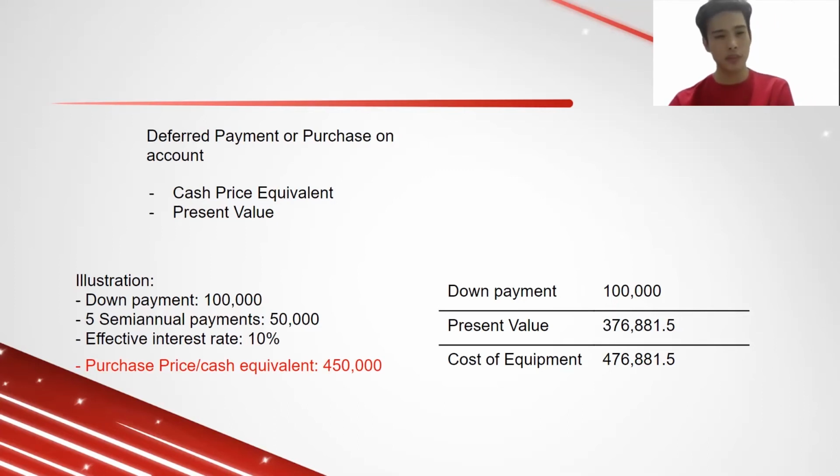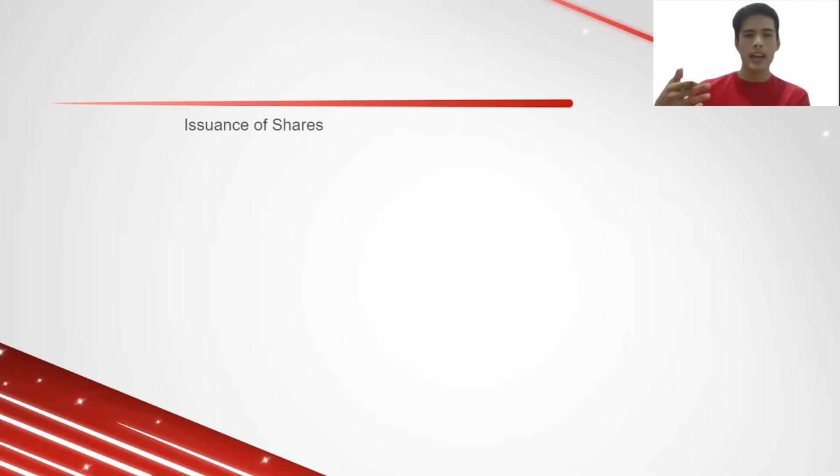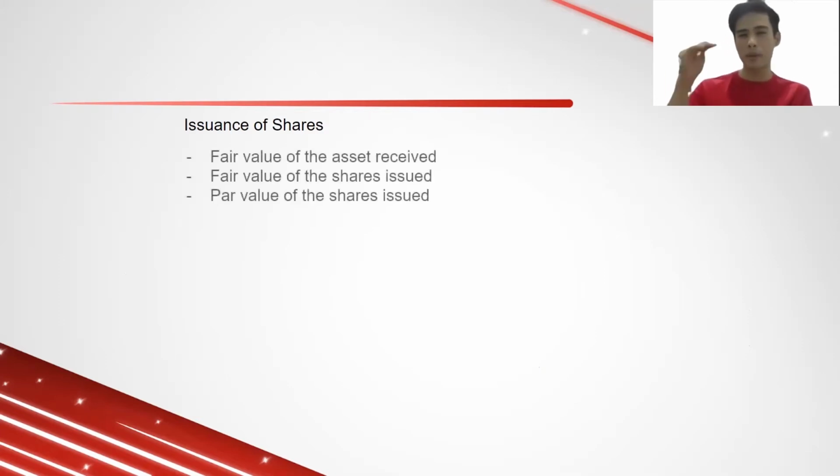Now, the next mode of acquisition is the issuance of shares. It is relatively a lot easier than the two former modes. In issuance of shares, as the name implies, it is when an entity issues shares of the company to acquire a specific plant asset. Now, issuance of shares works like a priority list. It has a priority on how to measure cost. If it's not mentioned, you move down the priority list.